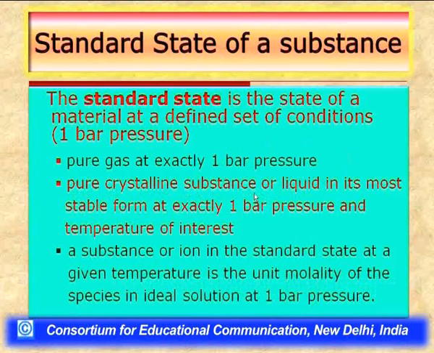For a pure crystalline substance, the standard state can be defined as the presence of the most stable crystalline state of the substance at a specified temperature and at 1 bar pressure. Similarly, we can also define the standard state for a liquid. The standard state of a liquid can be described as the liquid form of the substance which is present at 1 bar pressure, again at a specified temperature.